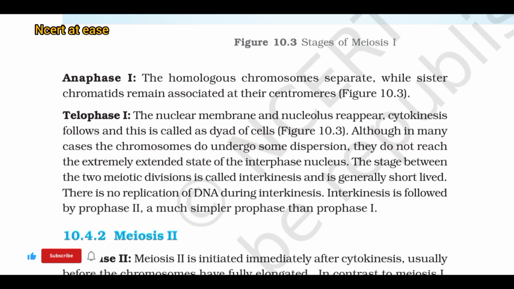Although in many cases the chromosomes do undergo some dispersion, they do not reach the extremely extended state of interphase nucleus. The stage between the two meiotic divisions is called interkinesis and is generally short-lived. There is no replication of DNA during interkinesis. Interkinesis is followed by prophase 2, a much simpler prophase than prophase 1.